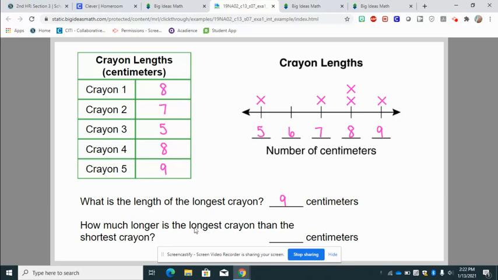How much longer is the longest crayon than the shortest crayon? Well, 9 was the longest crayon and the shortest crayon was 5, and I know that 9 is 4 more than 5 because 5 plus 4 equals 9. So that one was 4 centimeters.